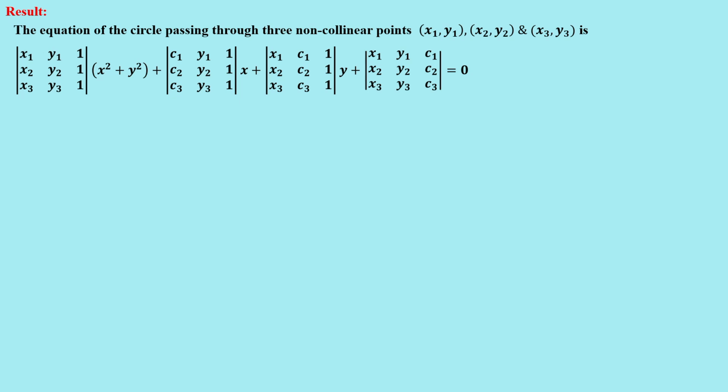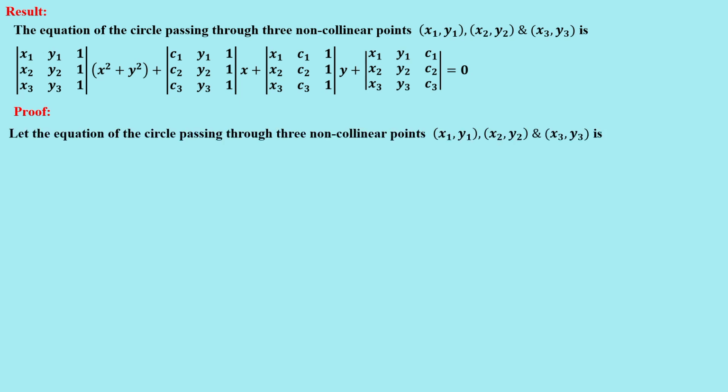This is the condition for three points to be collinear, right? So we'll see the proof. Let the equation of the circle passing through the three non-collinear points (x1, y1), (x2, y2) and (x3, y3) be x square plus y square plus 2gx plus 2fy plus c equal to 0. That is equation number 1.